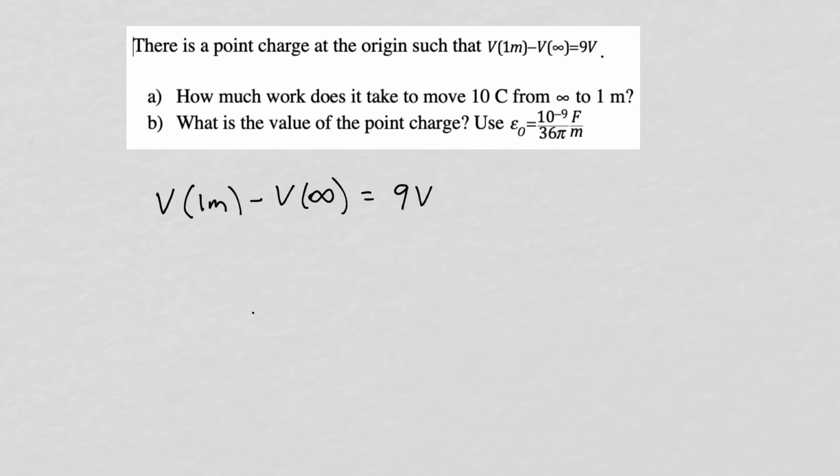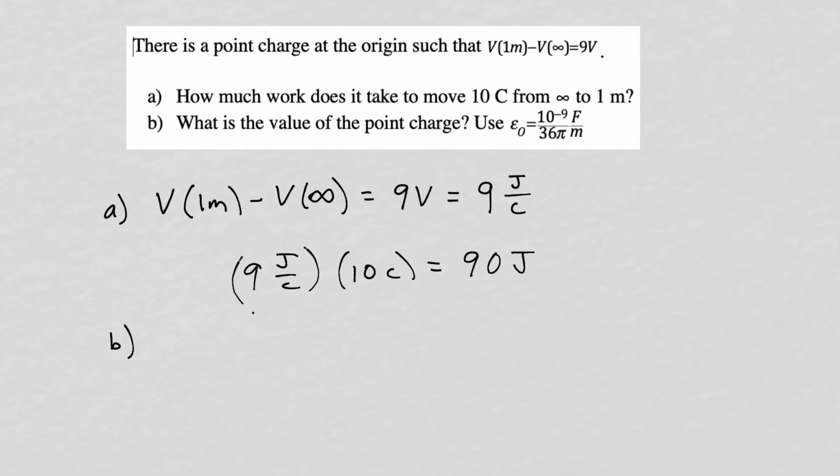The potential difference between 2 points is the amount of work it takes to move 1 coulomb of charge from one point to the other. So 9 volts means it takes 9 joules to move 1 coulomb from infinity to 1 meter. So if you're moving 10 coulombs, the amount of work required is 90 joules.